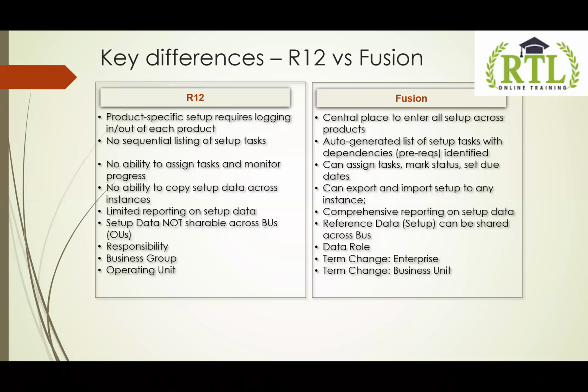So when you're doing the setups, the first point is you have to decide the scope of your project. When you select the scope of the project, based on the scope, the system will automatically generate a setup list. That list will contain multiple setups that you need to execute to complete the implementation, and all those setups will be placed in a sequential order. So that is the auto-generated list of setup tasks with the dependencies identified.